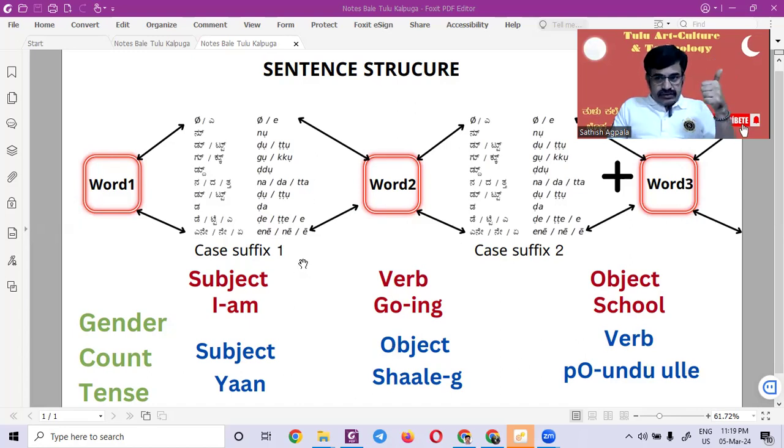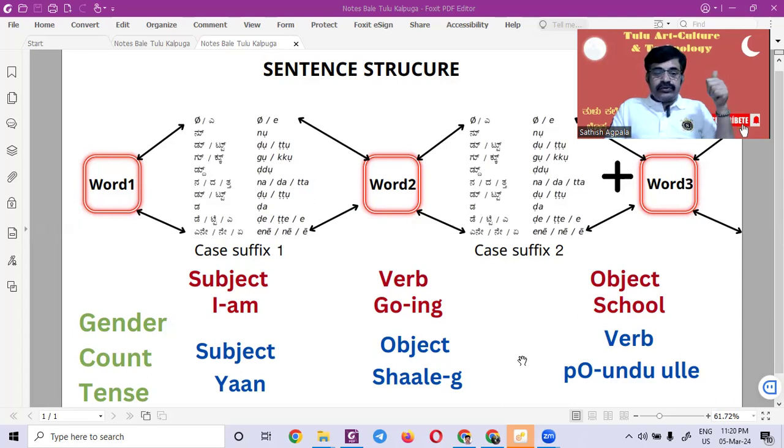Now you learn to put the subject and object in the proper position. After that, these suffix cases, the parts of speech, from, to, all come in parts of speech. Vibhakti pratyaya. I am going to school, like that.